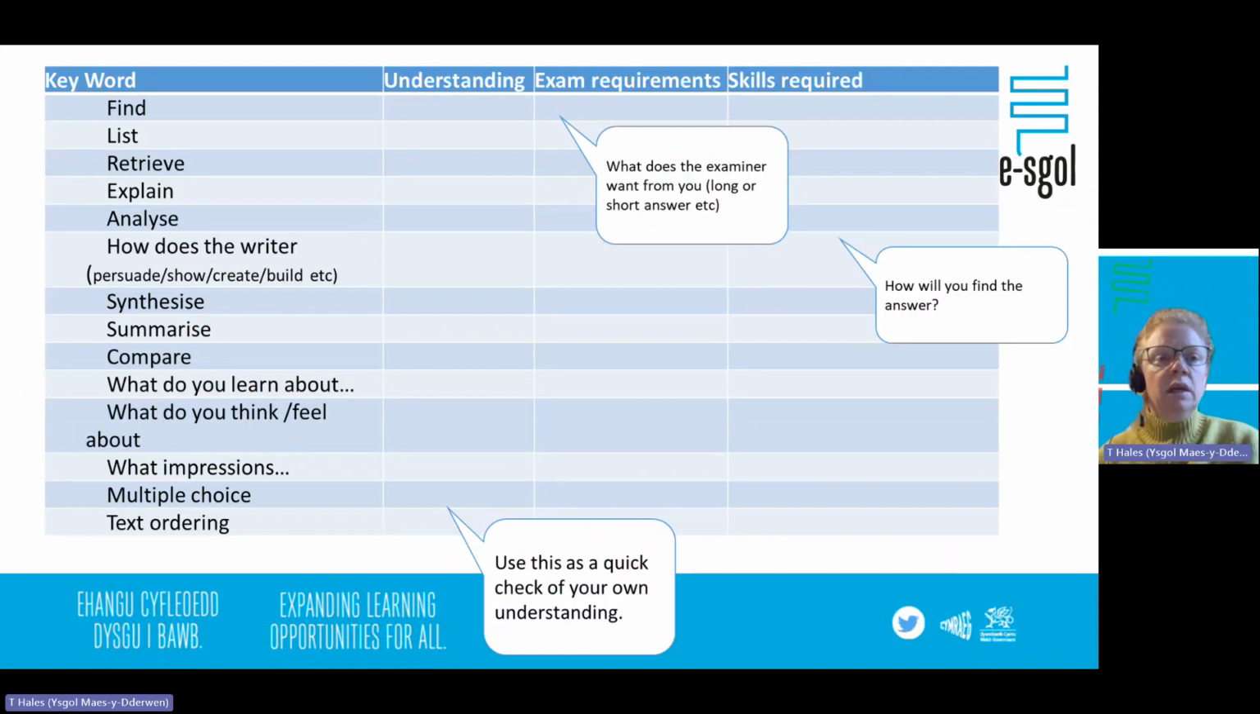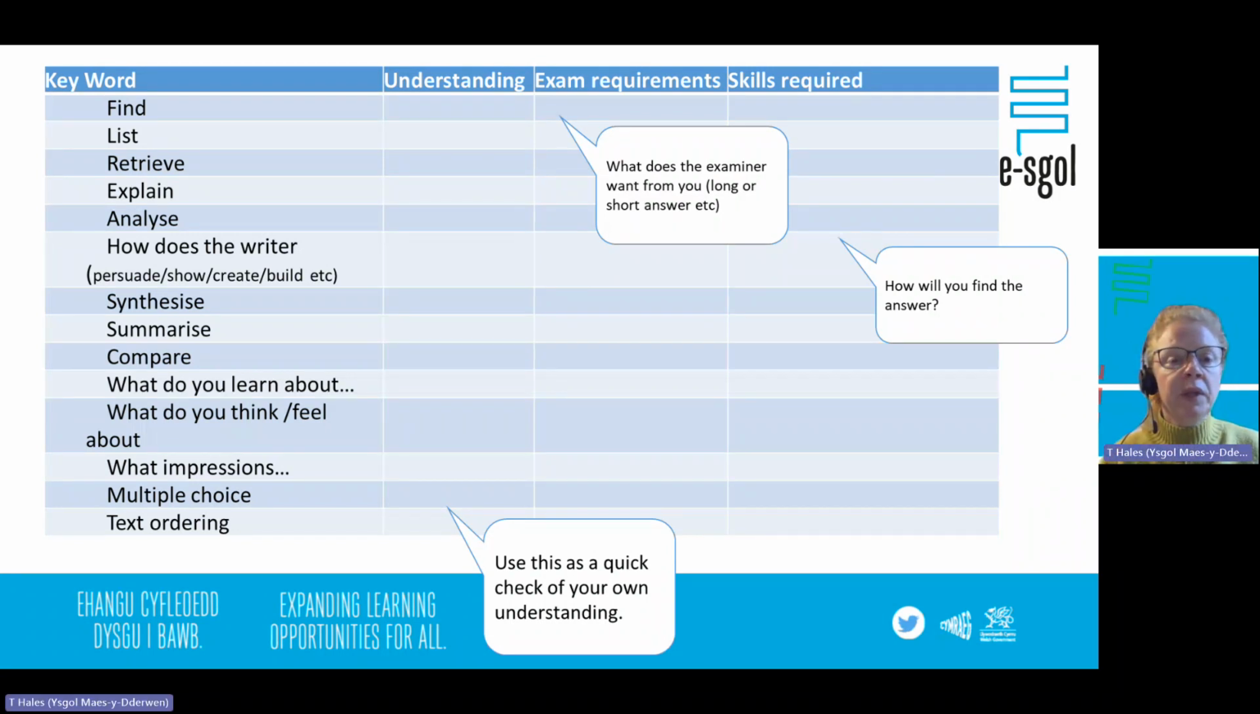So what I would do now is I would pause. I would maybe print this slide off or have a think about this slide and make sure that I understood the key words that are going to show up on this paper in the reading section. So these are all the types of words that the examiner could use to ask you your questions.